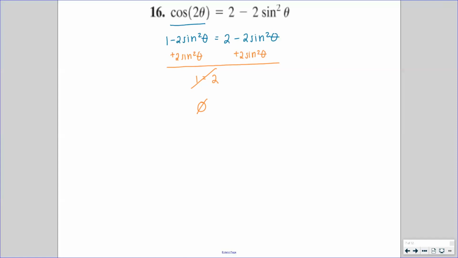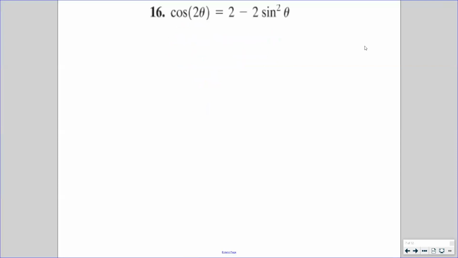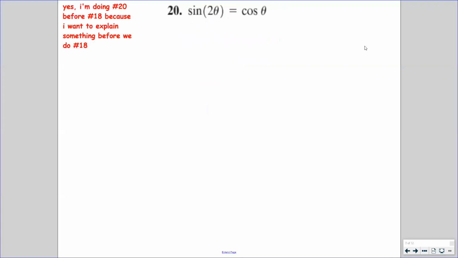Okay, I'm going to do 2 more problems with you. We're going to do 18 and 20, but we're going to switch the order. We're going to do 20 first, and then we're going to do 18. There's a reason why, and I'm going to explain it to you. But this next concept, if there's anything you're going to walk away with today, walk away with understanding this one.